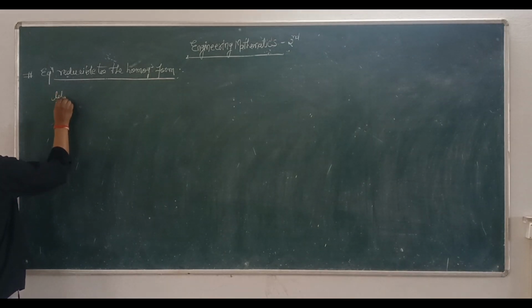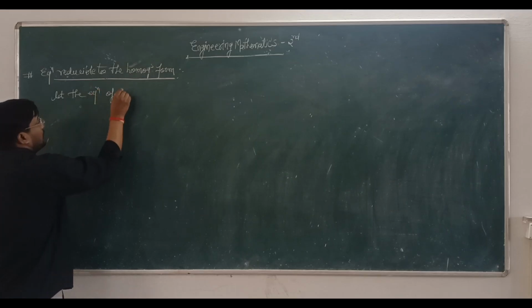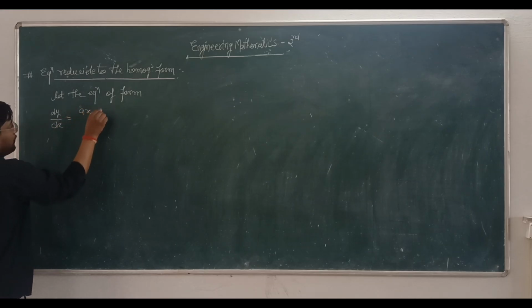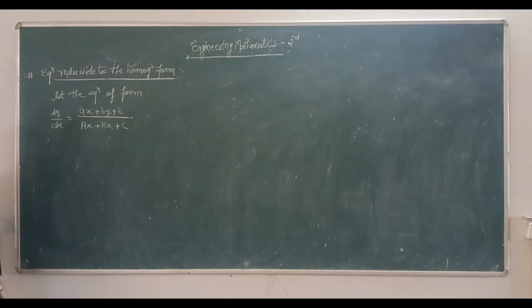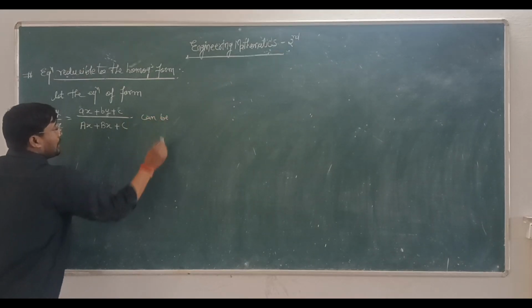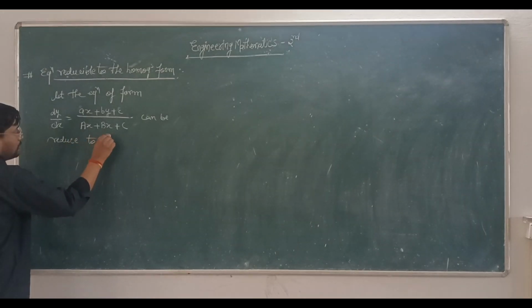Let the equation of the form dy by dx is equal to ax plus by plus c, total upon a'x plus b'y plus c'. This is a small c and this is a capital C. It can be reduced to the homogeneous form.